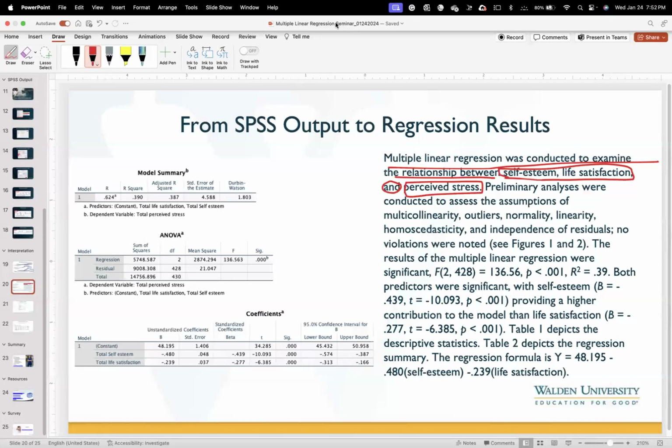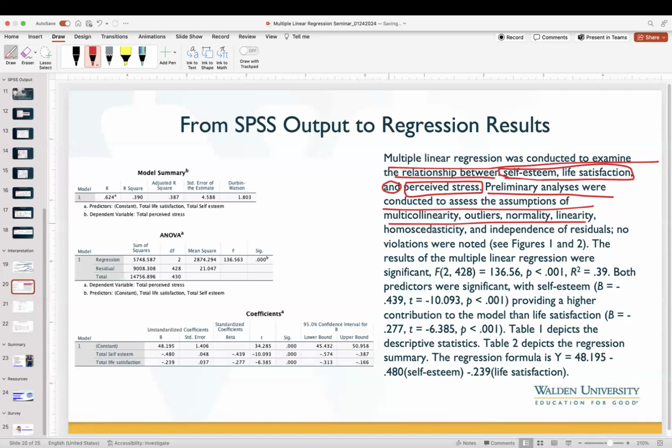The dependent variable. Fantastic. Now, remember when we talked briefly about the analysis of the assumptions? Tell the reader that you did the preliminary analysis of these assumptions, and in this example, no violations were noted. You can have appropriate figures there, and we'll look at that. Okay? Then you just simply go into the findings.